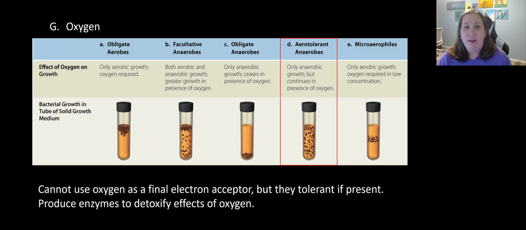The next ones are the aerotolerant anaerobes. These guys cannot use oxygen, but it's not actually harmful for them. They can be around oxygen, but they just can't use it. They can tolerate its presence, but they're not going to be able to utilize the oxygen. But they do have enzymes that help detoxify the oxygen for them.